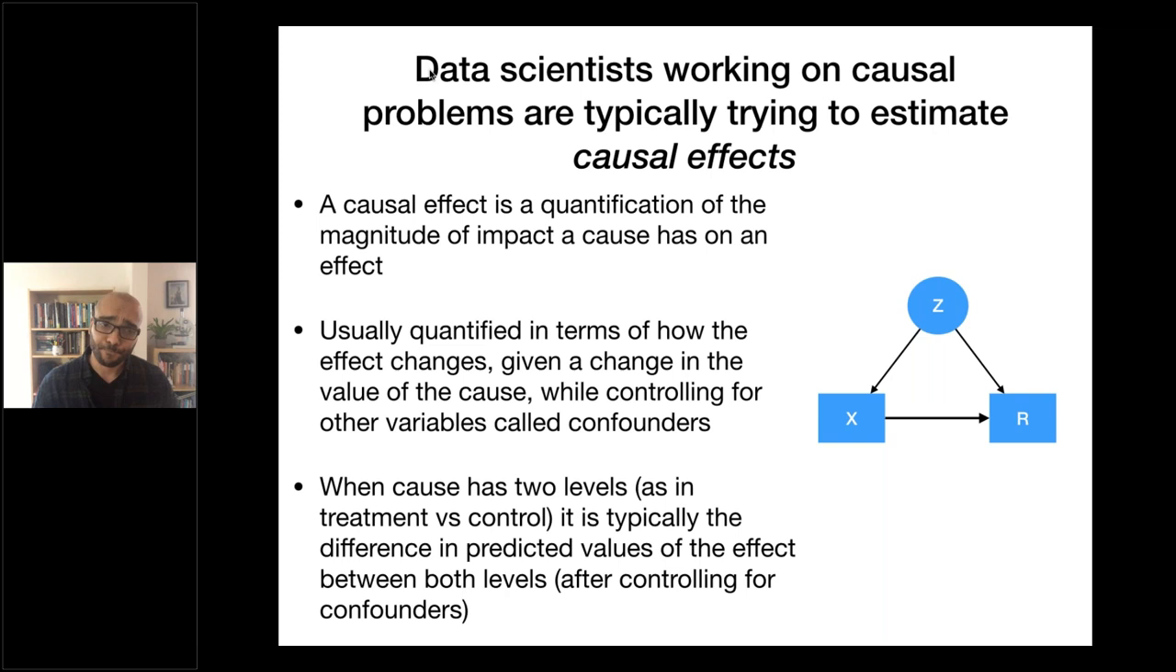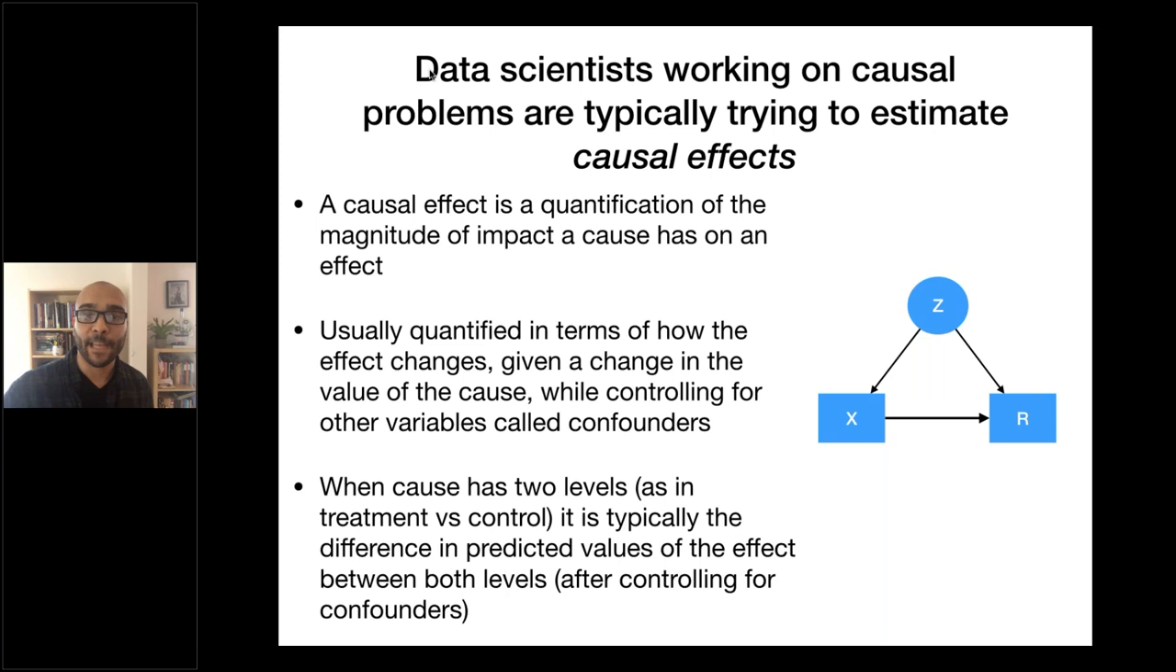Now we're talking derivatives, but the simplest example is when the cause has two levels, as in a treatment and a control. So it's typically the difference in predicted values of the effect between both levels of the cause after controlling for confounders. That's a causal effect.